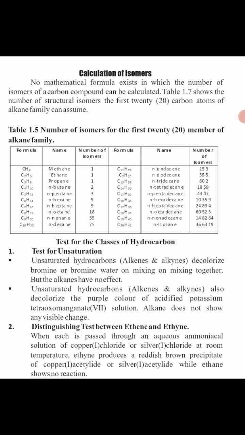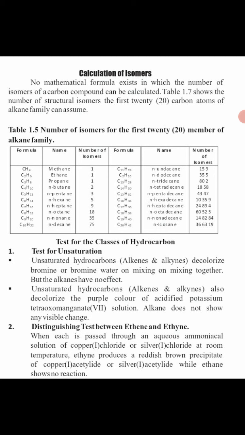All right. Now, tests for class of hydrocarbon. Number 1, test for unsaturation. How do we test for unsaturation in an organic compound? Unsaturated compounds such as alkenes and alkynes decolorize bromine or bromine water. This is another JAMB question. Alkanes do not decolorize bromine or bromine water. Only alkenes and alkynes do so.